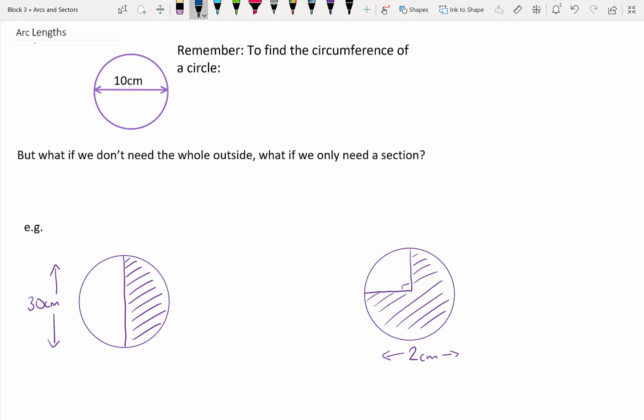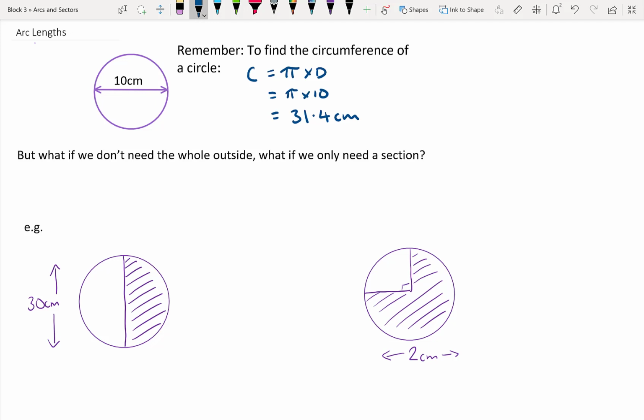So here we're going to look at how to find arc lengths. Before we get started, a quick reminder: how do we find the circumference of a circle? The circumference of a circle is found by doing pi times the diameter. From this example I've got here, that would be pi multiplied by 10. Turn to a calculator, it's going to give us 31.4 centimeters.